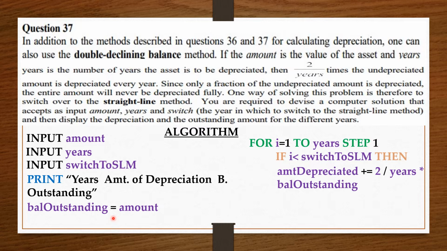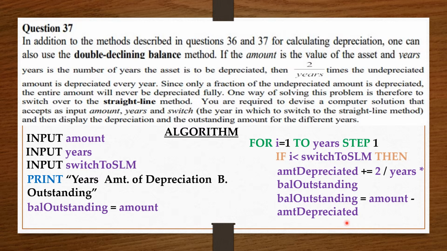It's the same thing here. The original amount has not depreciated yet, so the amount that is undepreciated is equal to the balance outstanding at this particular moment. So we say the amount depreciated plus equals 2 over years times the balance outstanding. Now we are going to take the amount that depreciated from the original amount to give us the new balance outstanding.